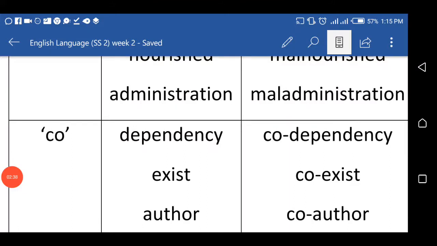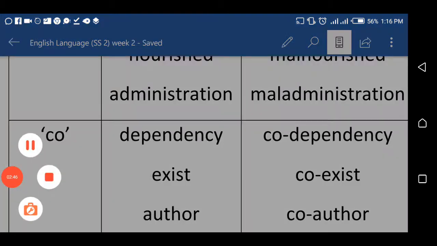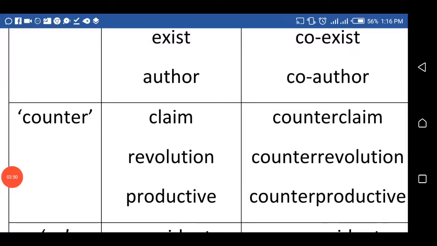When you add co to dependency, you have codependency. When you add co to exist, you have coexist. When you add co to author, you have co-author. When you add counter to claim, you have counterclaim. When you add counter to revolution, you have counter-revolution. When you add counter to productive, you have counterproductive.